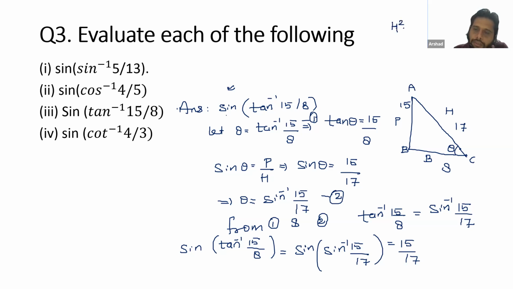Hypotenuse square is equal to perpendicular square plus base square. Okay. So h square is equal to perpendicular square means 225, base square means 8 square, 64. So h square is equal to what? This is 289. So h we will get what? 17. Is it fine?